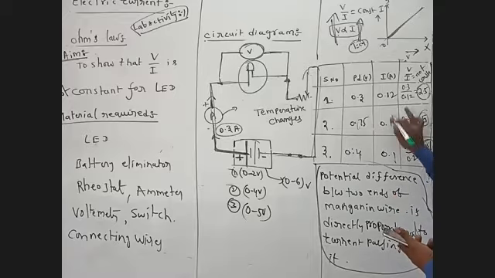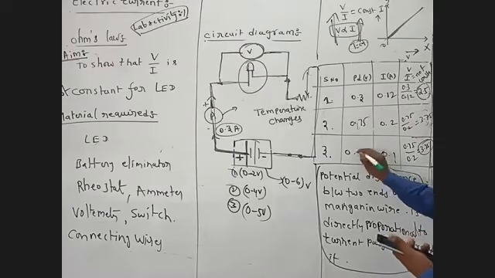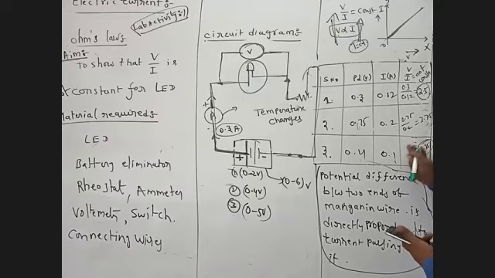0.75 and 0.2: the value is 3.75. Then 0.4 by 0.1: the value is 5.